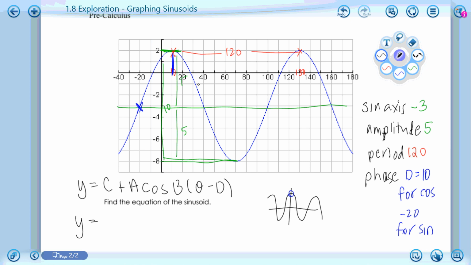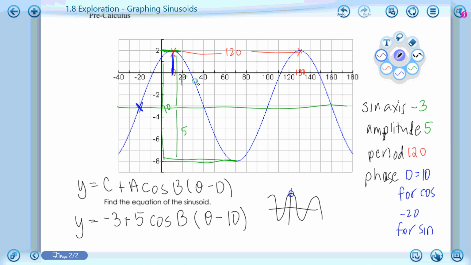Y equals c, the sinusoidal axis, -3, plus a, the amplitude, which is 5, cosine b, I'm going to leave as b for now, times the quantity of theta minus the phase, which for cosine was 10. So I know that I have all that, and then how do I figure out b?